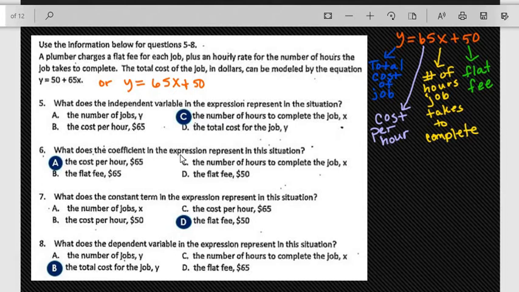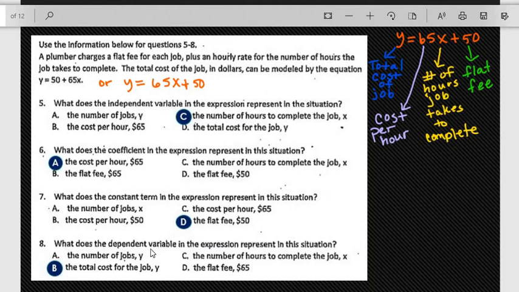Number 6, what does the coefficient in the expression representing this situation? It is A, the cost per hour, which is $65. Number 7, what does the constant term in the expression represent in this situation? It's talking about D, which is the flat fee, $50.